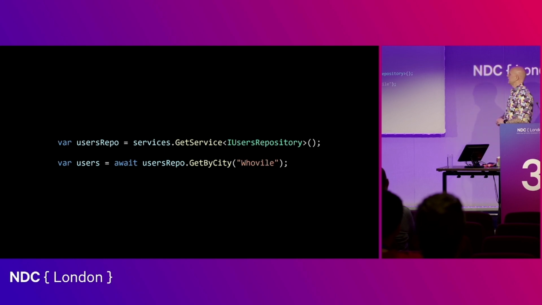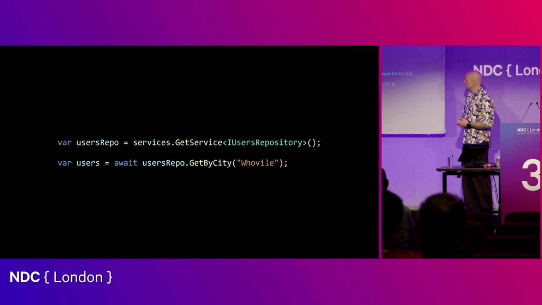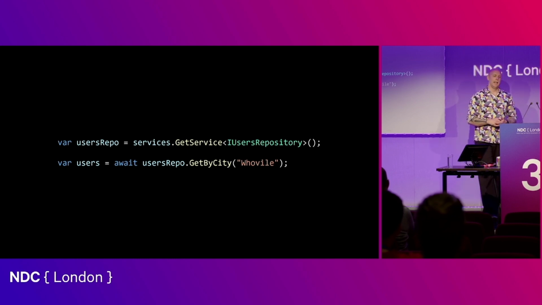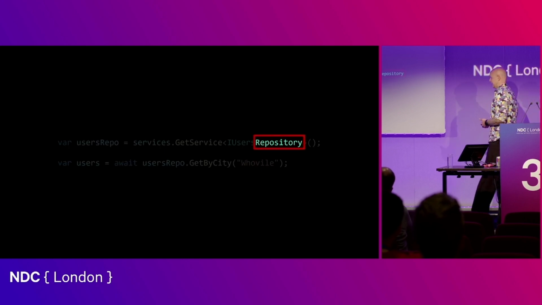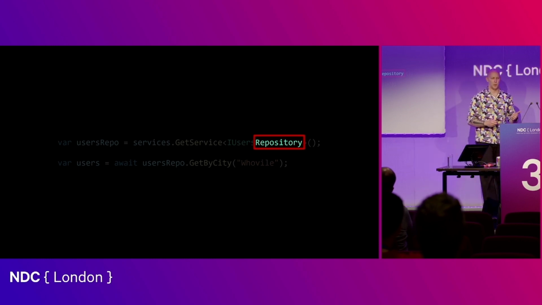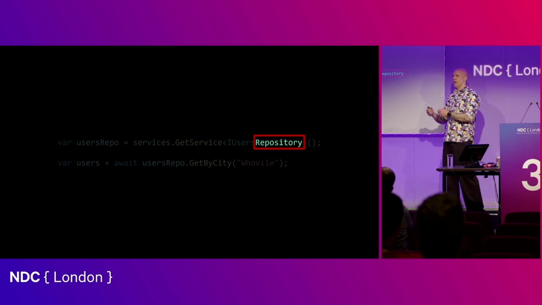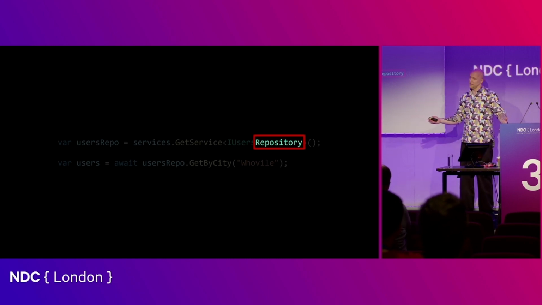So an example of that is this. We get a user repository, and then we get users in the city Whoville. Now, probably should be double L in Whoville, but anyway, I hate this piece of code for several reasons. First of all, I don't think that we need to put repository in the name of the interface, because if it is a repository, you will figure that out because it will have methods that correspond to a repository. The fact that you're using a pattern called the repository pattern has nothing to do with your code. Can we agree on that? At least some of you go, yeah.